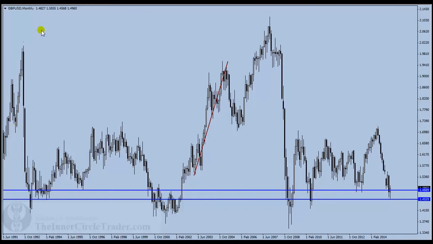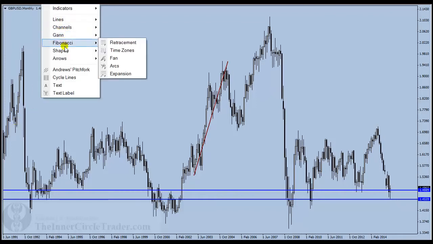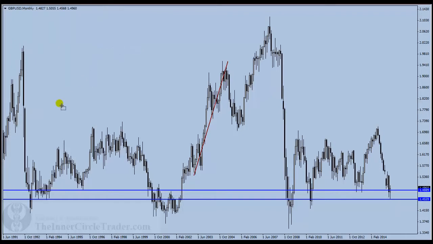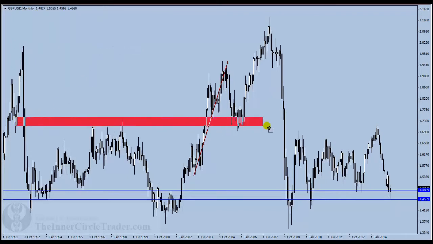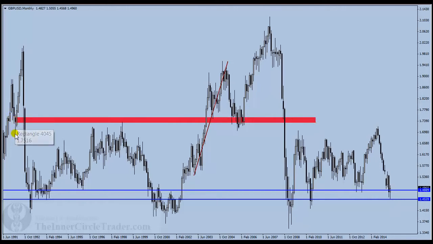Now, if we take the body of the candle right here, just the body. We're not looking at the long wick. I just want to focus on the body of the candle here. You nail it here, and you're in it here as well.